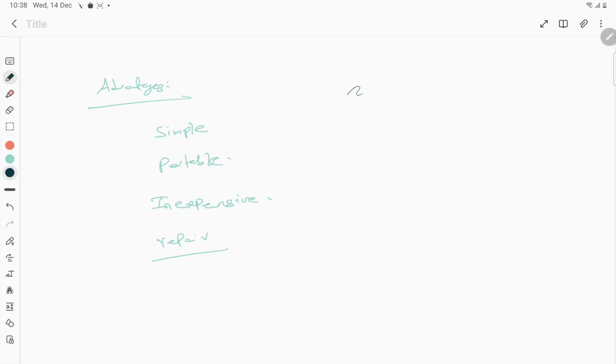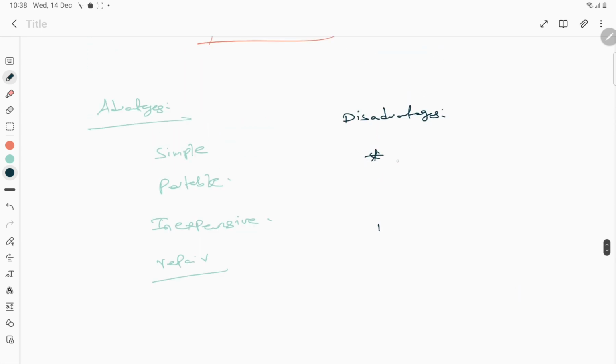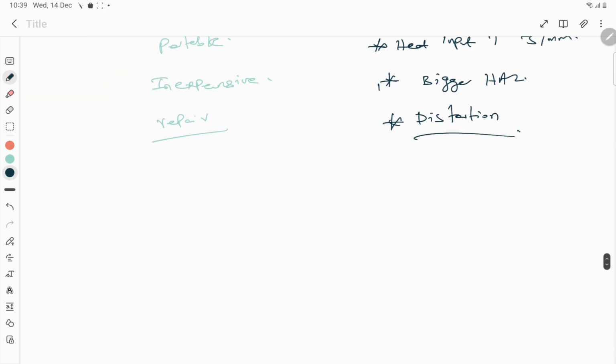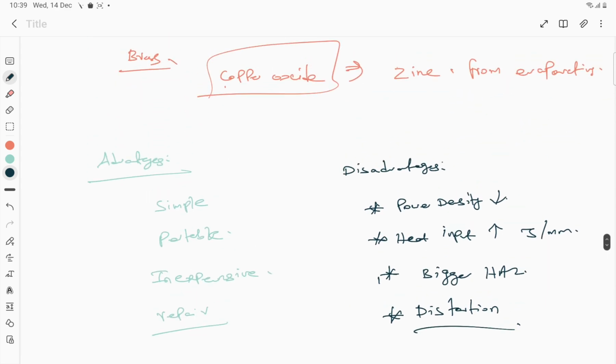Coming to the disadvantages, power density is very less, heat input supplied will be more, that is how much joule per mm, that will be very high. As a result of that, we'll have bigger HAZ, and distortion also will be more. So these are the general disadvantages, and it is not generally preferred for joining reactive metals such as titanium and zirconium because of the process characteristics.